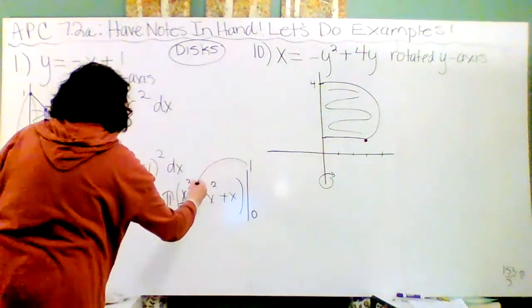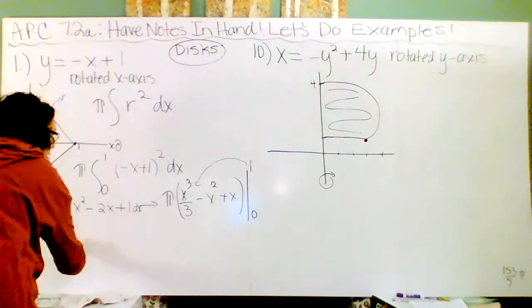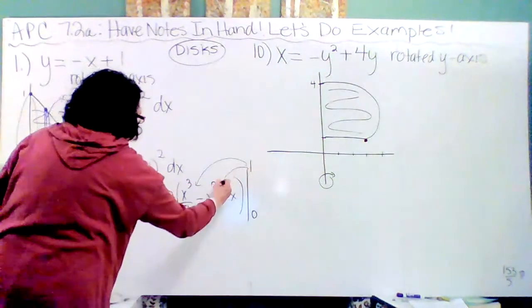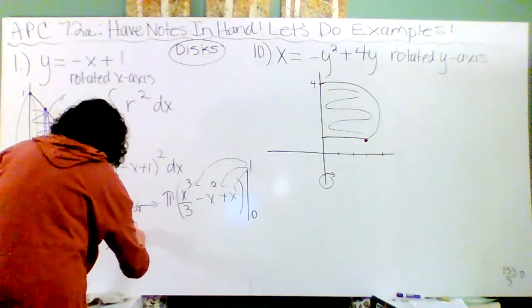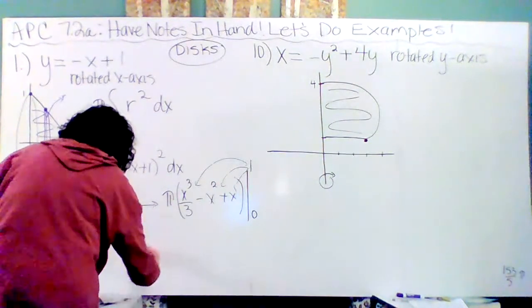My f of b is 1/3 minus 1 plus 1. And my volume is simply pi over 3.